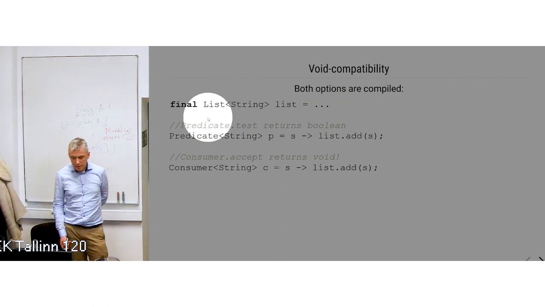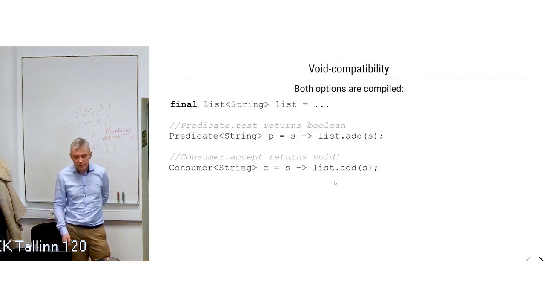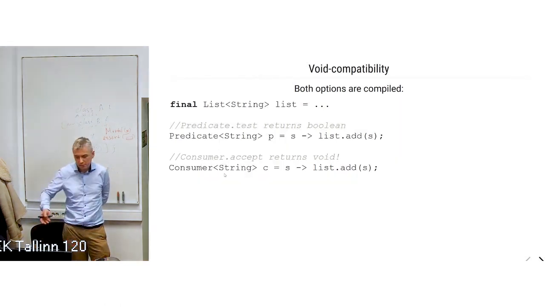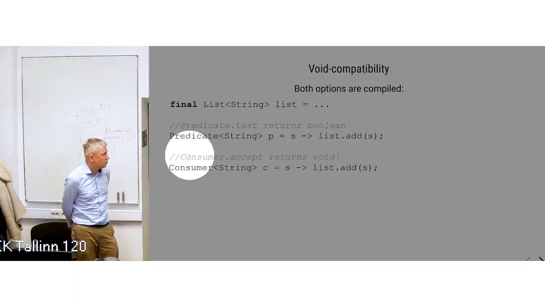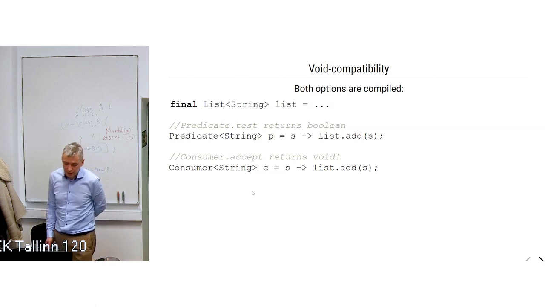But also we can use this as a Consumer, because Consumer.accept returns void. So it doesn't expect list.add(s) to return anything. Still, this lambda is assignable to this interface because we just throw away the result of list.add and it works perfectly well. So this lambda can serve as a Consumer, and in most scenarios it should be considered as a Consumer.